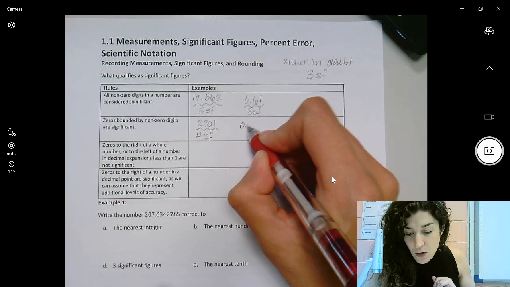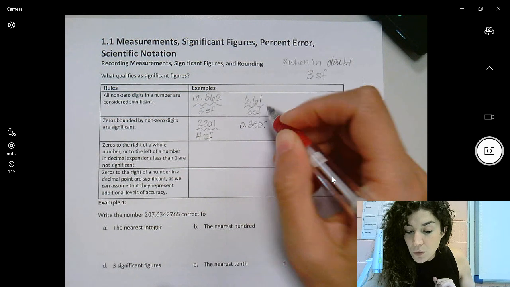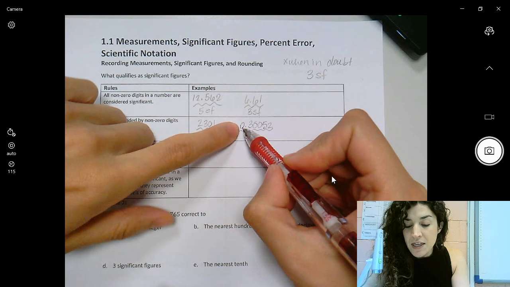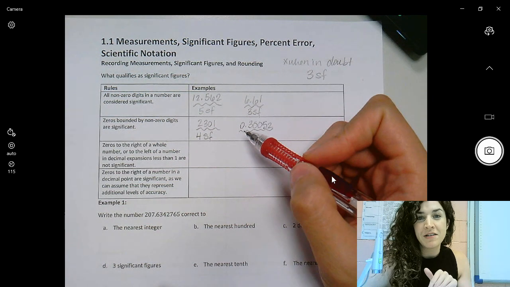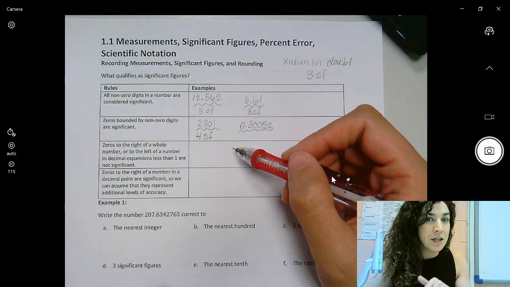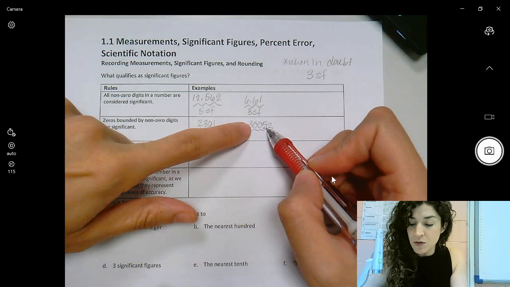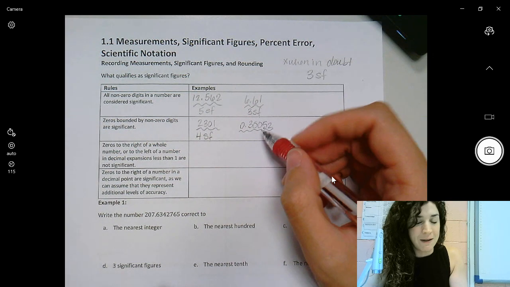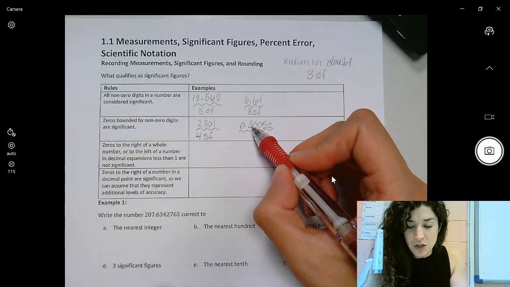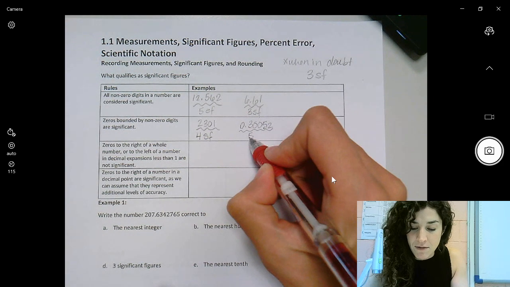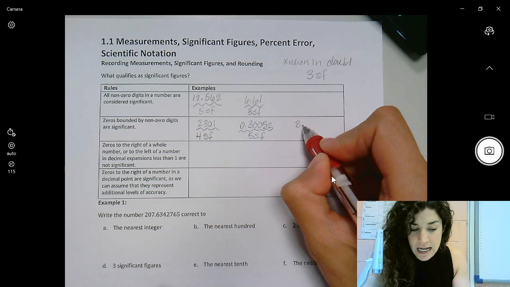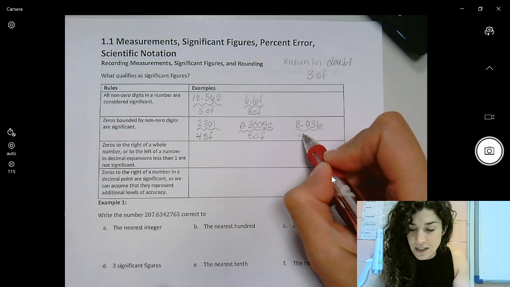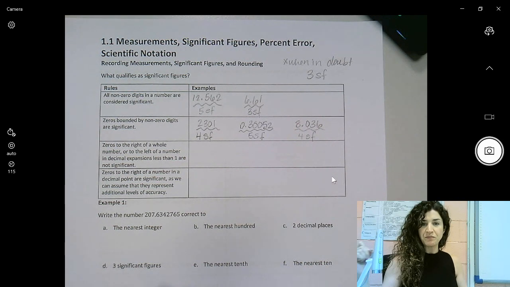If you have 0.30052, this first 0 is not bounded on either side, so it does not count as a significant figure. However, these 2 zeros are surrounded on either side by non-zero digits, and so they do count as significant figures. So we don't count this one, but we do count 1, 2, 3, 4, 5 significant figures. 8.036, this 0 counts as a significant figure, so this is 4 significant figures.